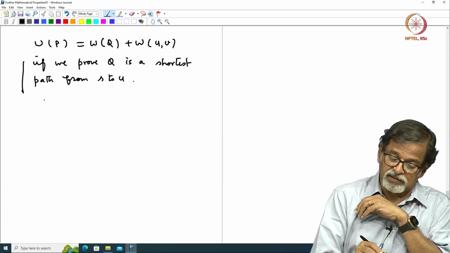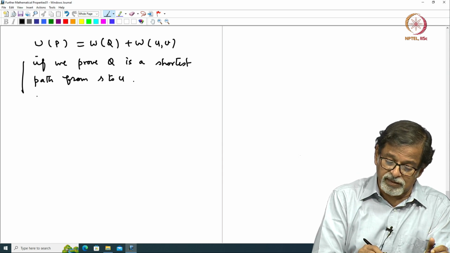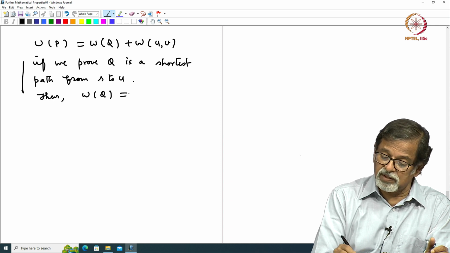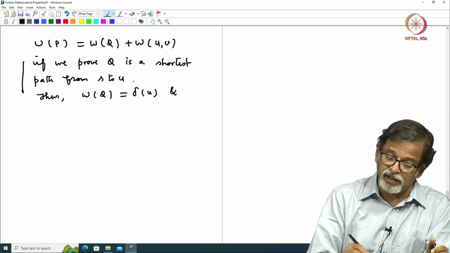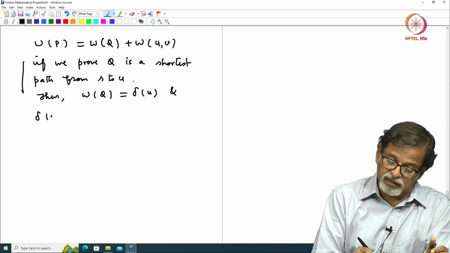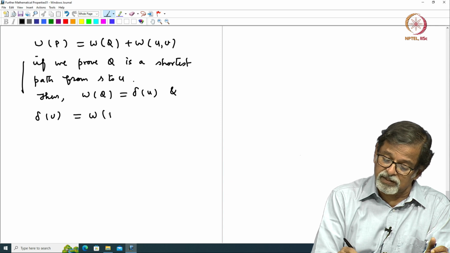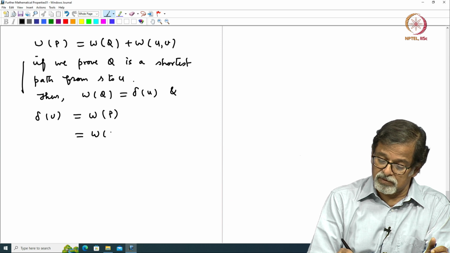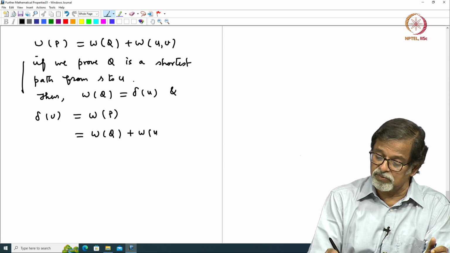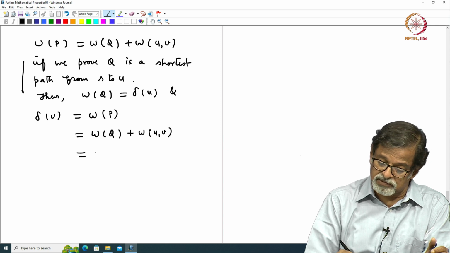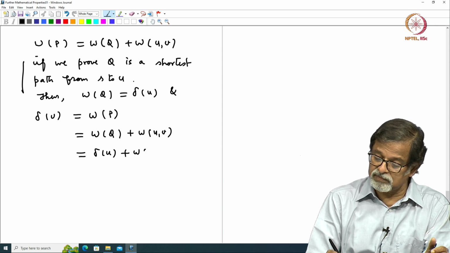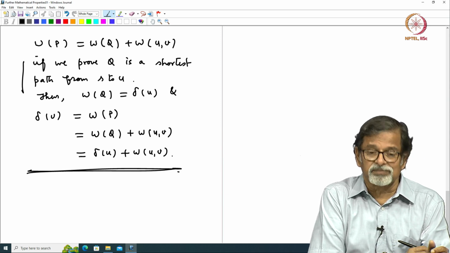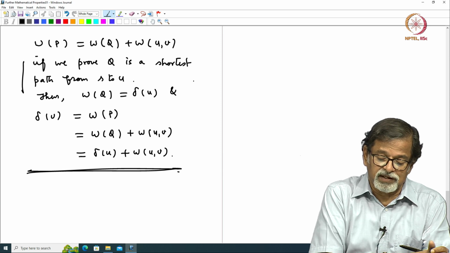If we prove this is the shortest path from S to U, then weight of Q equals delta U, and delta V, which is equal to weight of P, because P is the shortest path, which is equal to weight of Q plus weight of UV, and this is delta U plus weight of UV. So, we would have proved our theorem if we prove that Q is a shortest path.